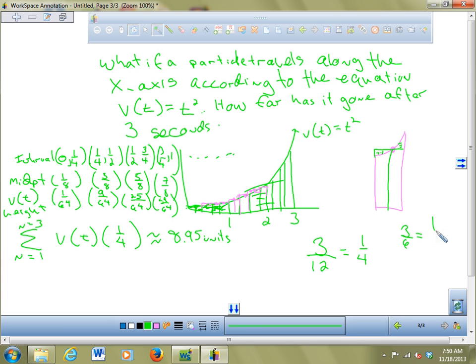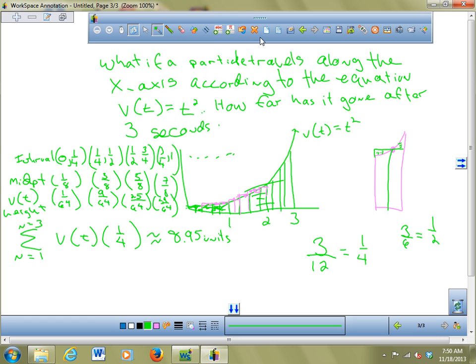See? Okay, so that's how wide. If I wanted 6 rectangles, I would take 3 and divide by 6, and that means each rectangle would be 1/2 of a unit wide. If I wanted 3 rectangles, how wide would each one be? 1, right? And it turns out that the more rectangles I have, the more accurate it's going to be, right? Do you understand that idea?